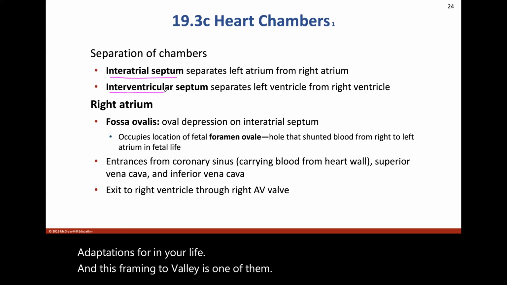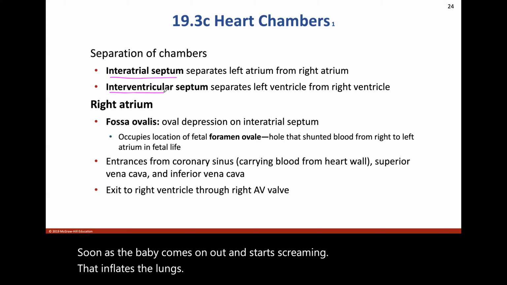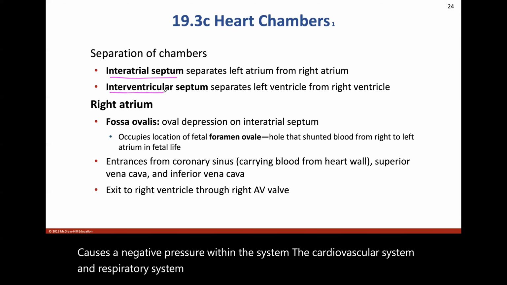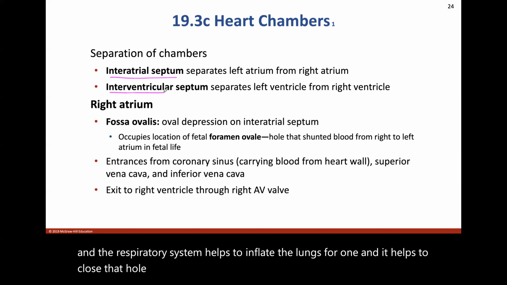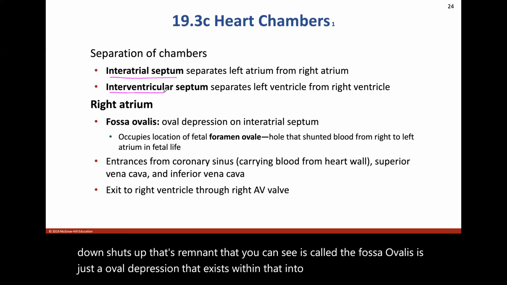As soon as the baby comes on out and starts screaming, that inflates the lungs and causes a negative pressure within the cardiovascular system and the respiratory system. That helps to inflate the lungs for one, and it helps to close that hole, the foramen ovale. A little flap of tissue comes down and shuts it. The remnant you can see is called the fossa ovalis. It's just an oval depression within that interatrial septum. It's how you know you're looking at it, to be honest.